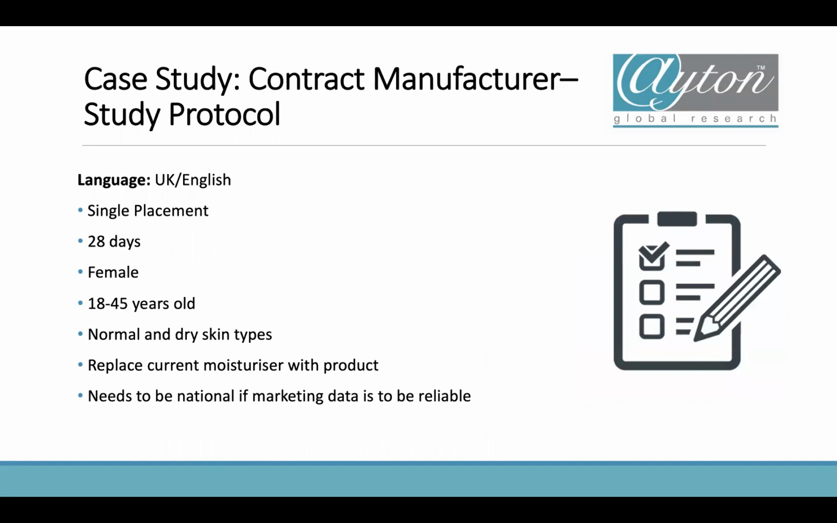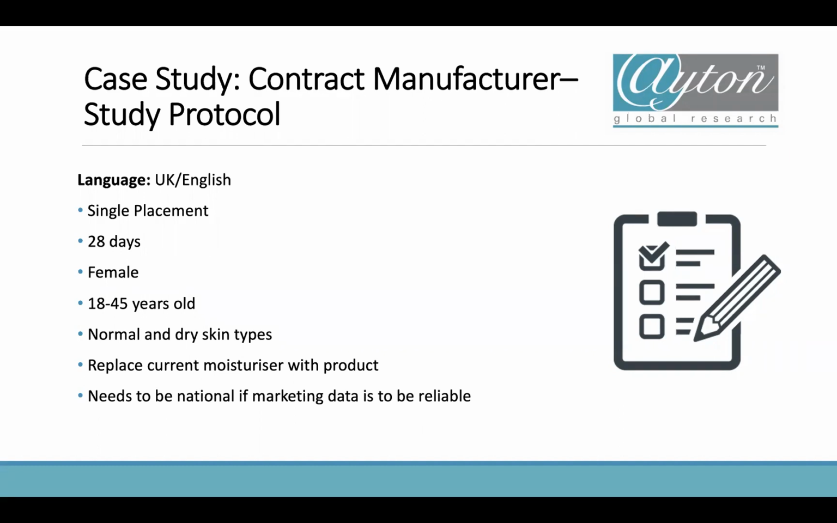What was the study protocol for this particular study then? We were looking at the UK. It's a single placement because we're just looking at one product, not comparing it at all, and it's not part of a regime. 28 days, because obviously we want to get that 4-week claim. We just wanted to look at females because that was the target audience for this product.